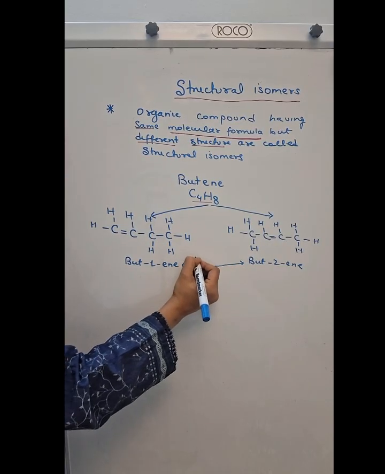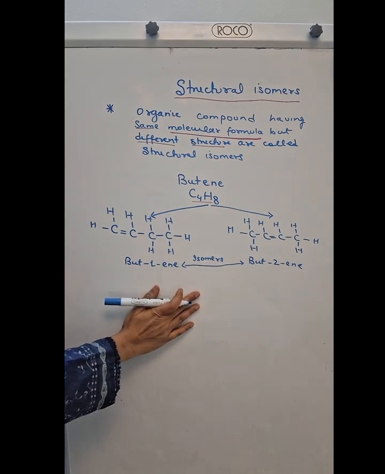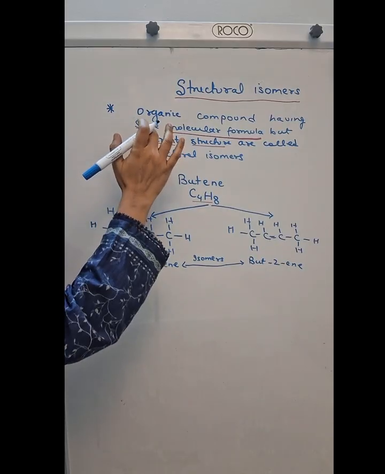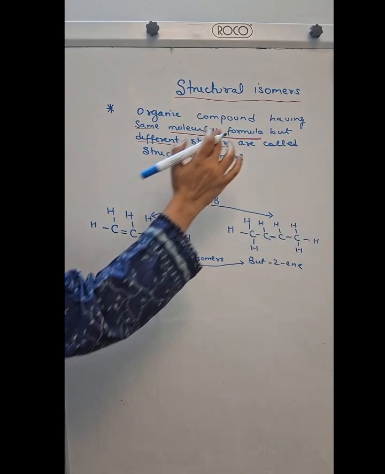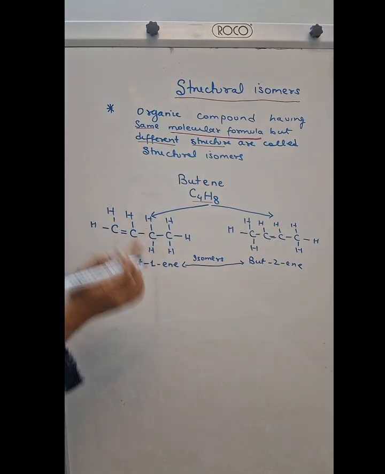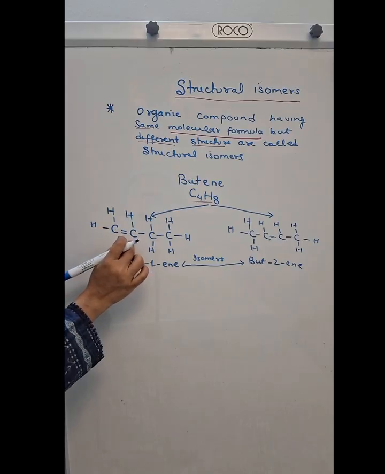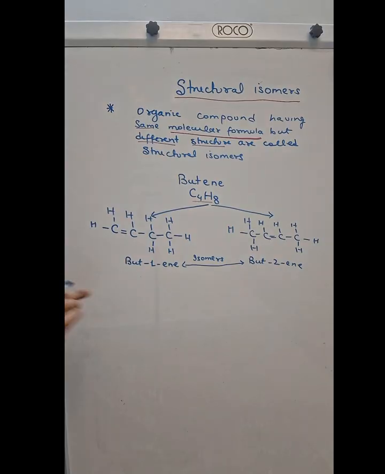They are isomers of each other. Now you see, this is satisfying our definition. The definition says same molecular formula. Yes, they both have the molecular formula C4H8, but different structure. And you see how the structure is different, because in this butene the double bond is present between first and second carbon, and in this butene the double bond is present between second and third carbon. So this is the isomer of butene.